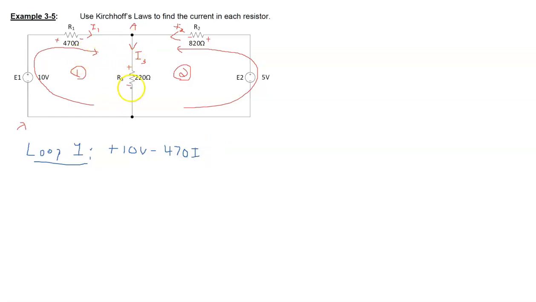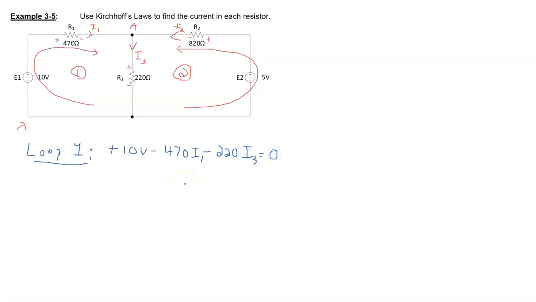Okay, so the next component is R3. We're going down again. It's a positive to a negative, so a drop in potential. So that becomes subtract 220 multiplied by I3, and that completes our loop. So that sum is equal to 0.